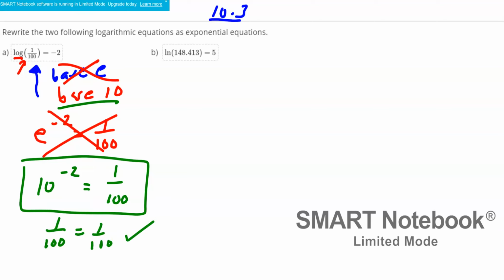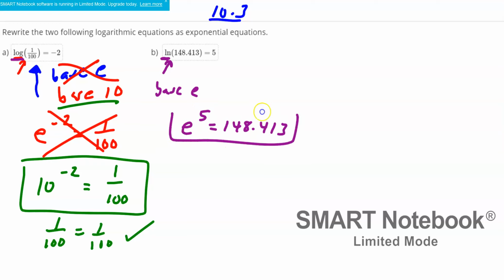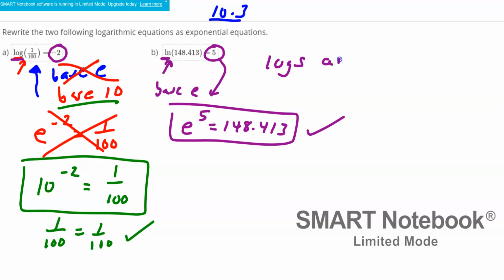Part B, a lot more of you did get. When you see log versus ln, with log you assume base 10. When you see ln, you do assume that this is base E. So this one, if you want to change this into an exponential equation, it would be E to the fifth equals 148.413. And again, if you want to check that in the calculator, plug in E to the fifth, you will get a true statement here. I do like overall how many of you did know that this number right here and this number right here was the exponent because of my obsession with saying logs are exponents.